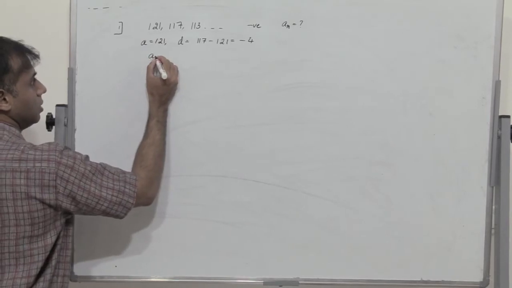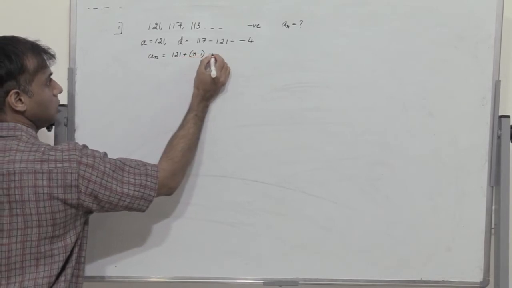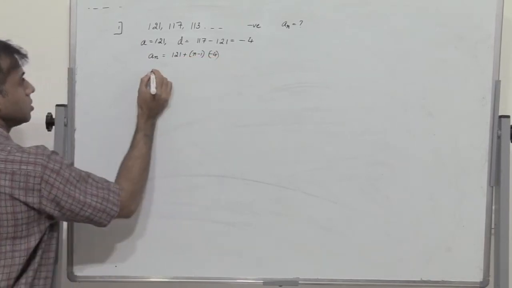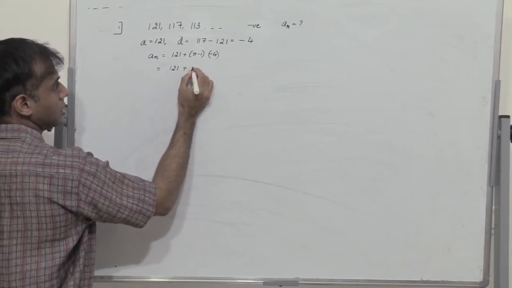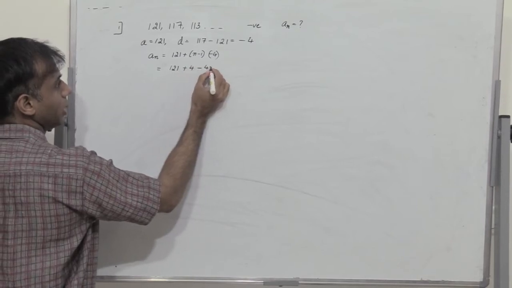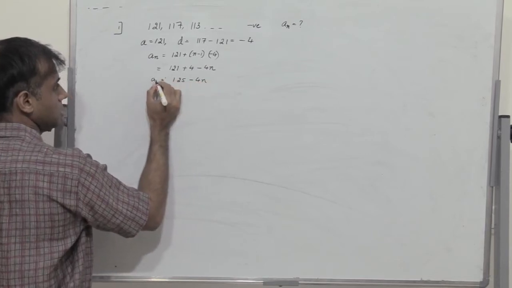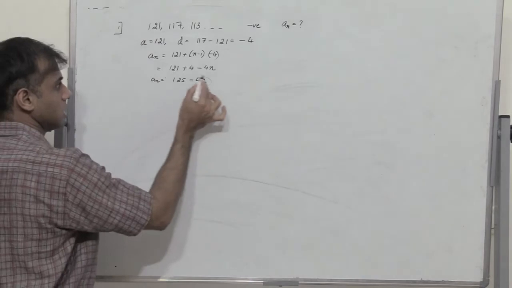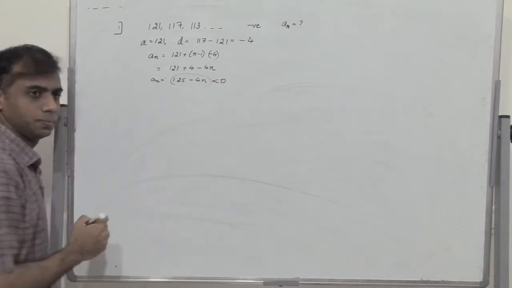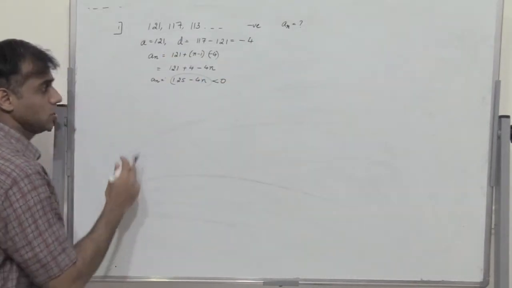So an equals a, which is 121, plus n minus 1 into d, which is minus 4. So we have 121 plus 4 minus 4n. So that gives me 125 minus 4n. So this is an. So this is a generalized expression of an. So we need to find the value of n such that the value is just less than 0. So I need to find the first value of the arithmetic progression which is less than 0.